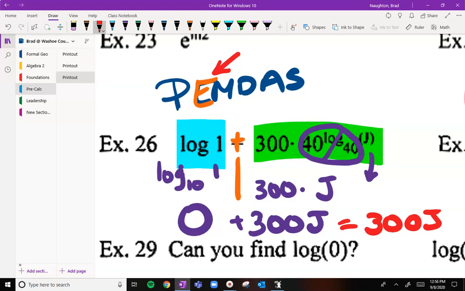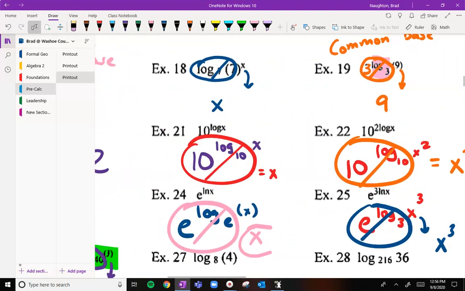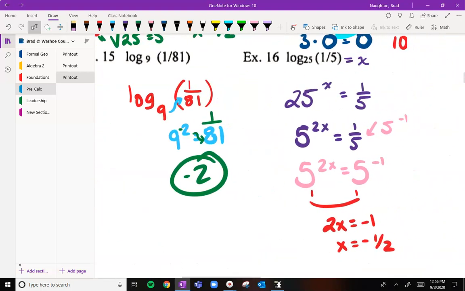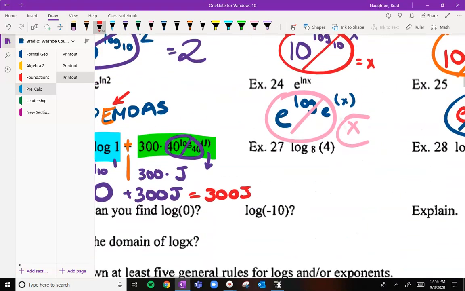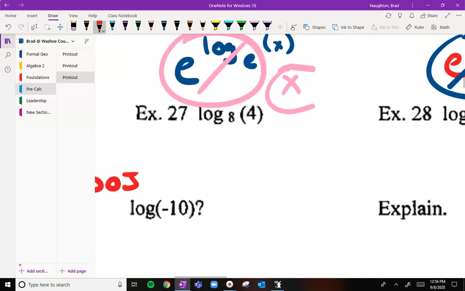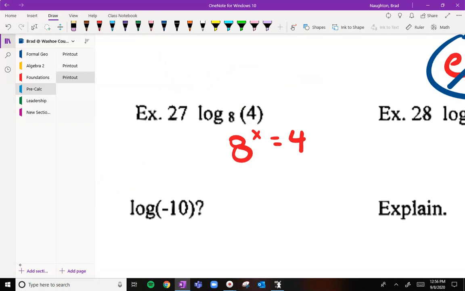Alrighty. So ladies and gents, 27 and 28 are when we're going to go back and do a common log or common base problem, very similar to what I did over here on 16. Okay, so another way to solve this is to make sure they have the same bases. So I'm going to convert this: 8 to the x is equal to 4. Get rid of that so it doesn't clog our screen.